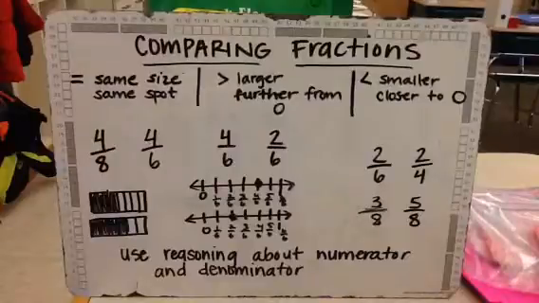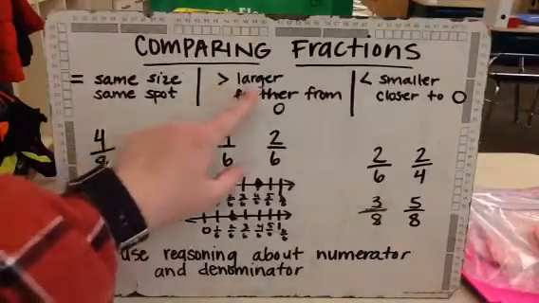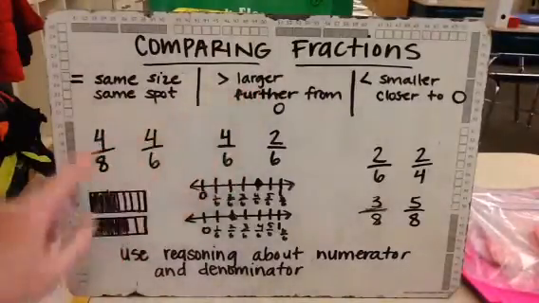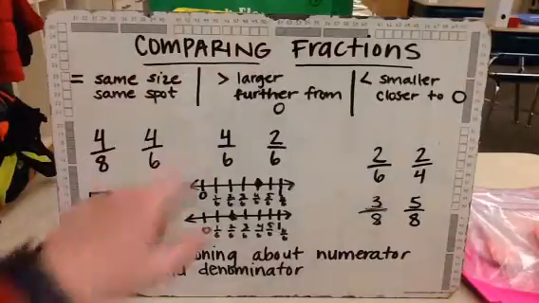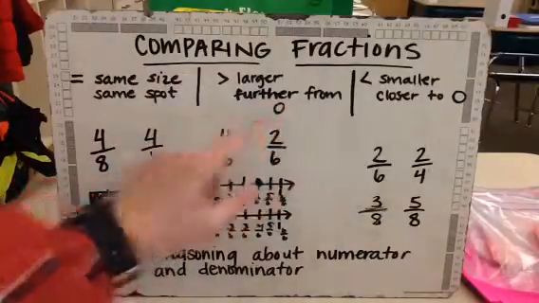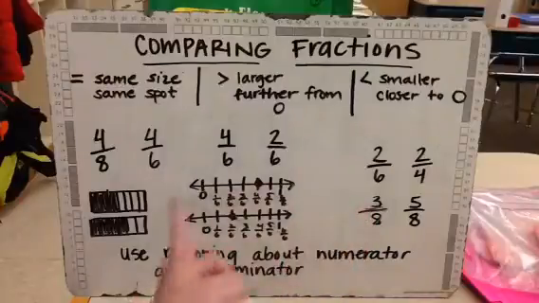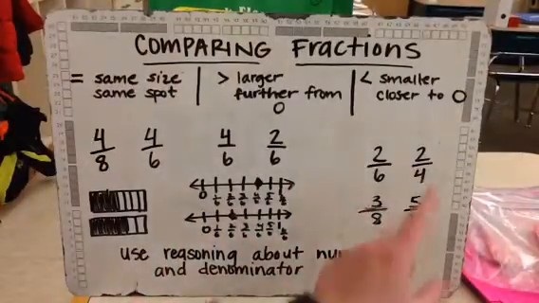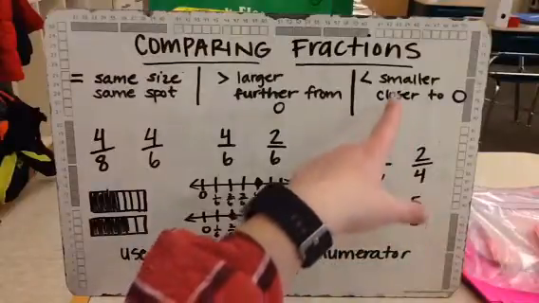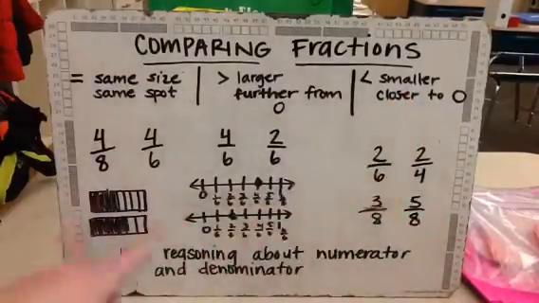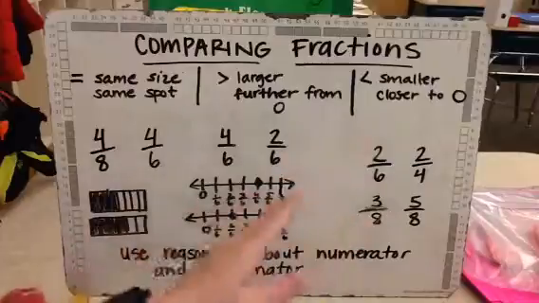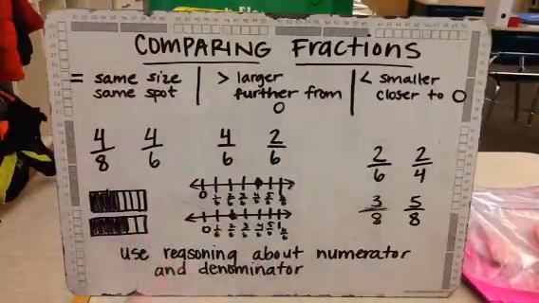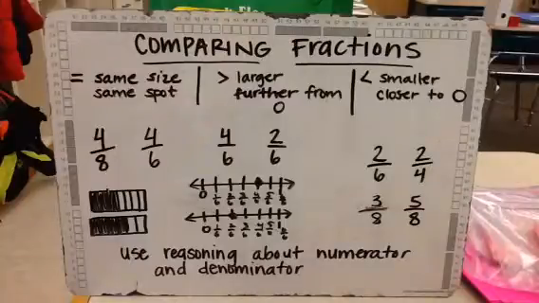We will notice that a fraction is larger if it takes up a larger amount of space in a drawing, or if it's further from zero on the number line. So the further away it is from zero, the larger it is. And we will notice that fractions are smaller than another if they take up a lesser amount of space in a drawing, and if they're closer to zero. Okay? So I'm going to walk you through what that might look like, and then we're also going to talk about one other step for comparing fractions.